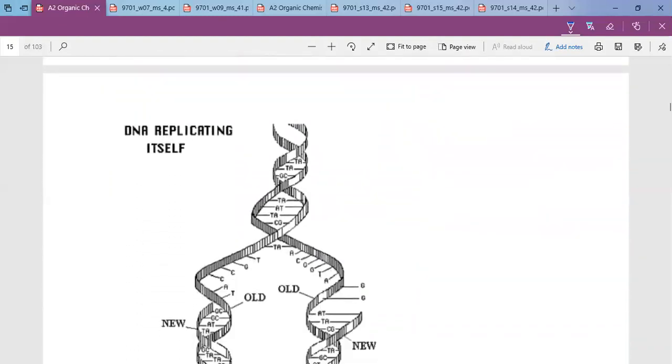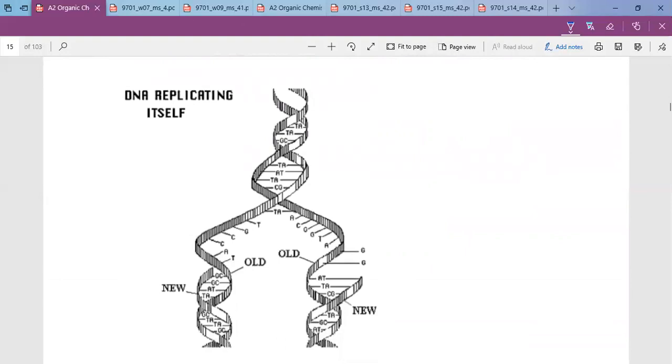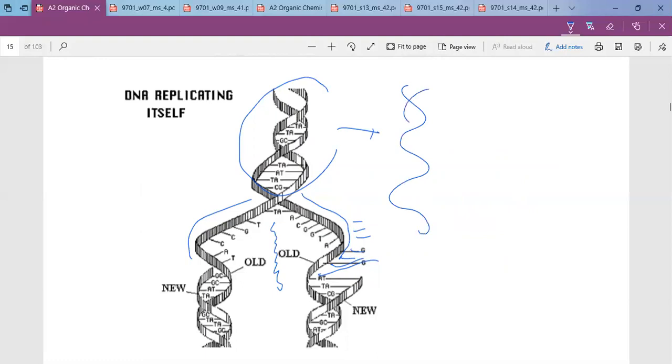Now this is the original DNA. Then you break it up here, and they form 2 strands, 1 strand here and 1 strand here. Then the RNA will bring in the other part and fill up here. And from 1 strand you get 2 strands, the same, 2 strands like that.